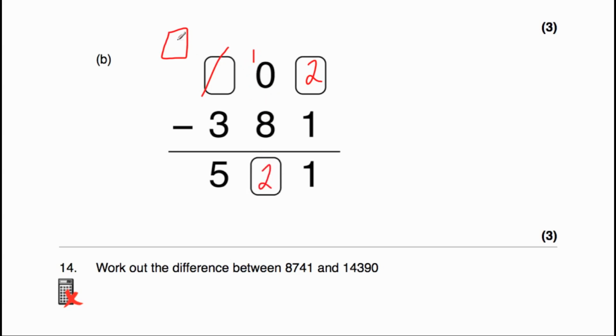And then finally, we've got this number, take away 3 is equal to 5. So that means that this number must have been 8 in here, and we borrowed from it, so that must mean that there would have been a 9 in there. So the answer is 902. So 902 take away 381 is equal to 521.